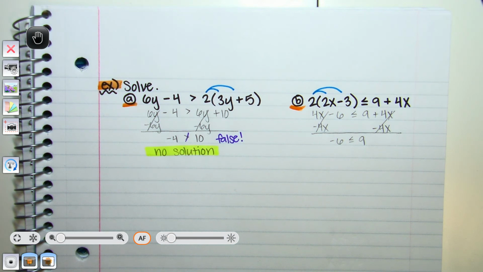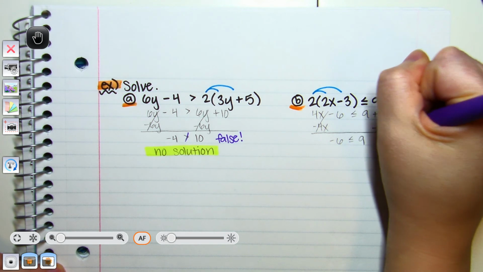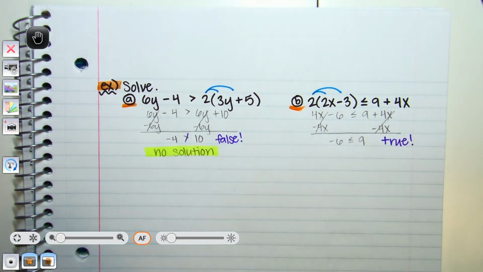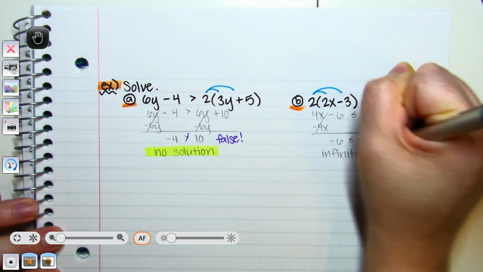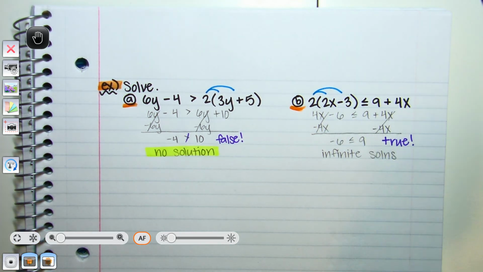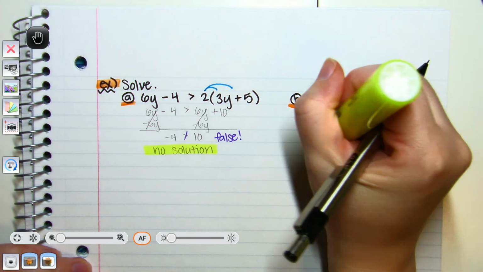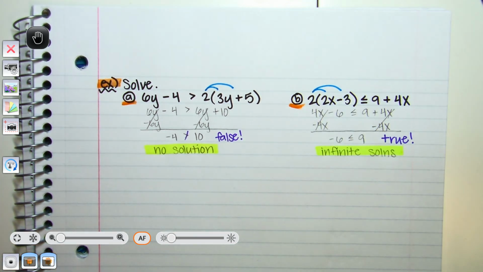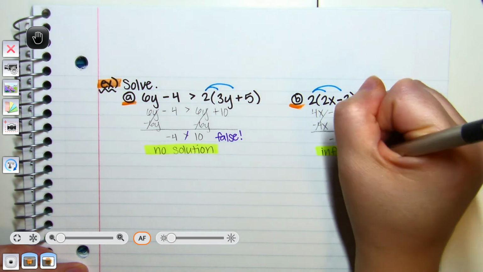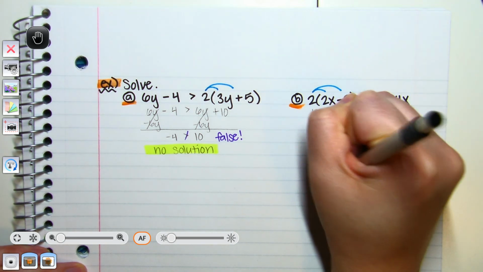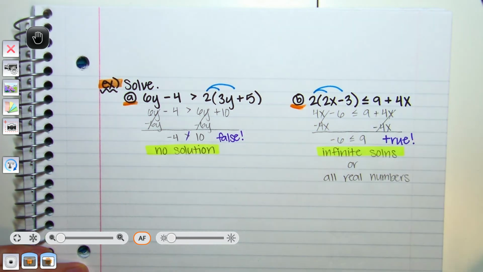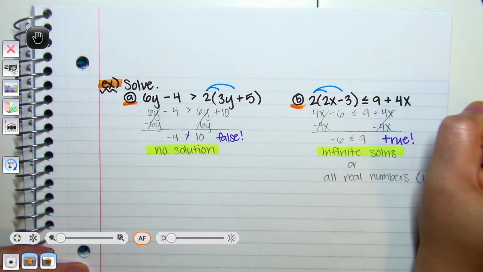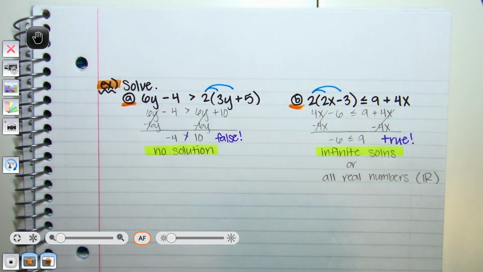Is that true or false? Good, this is a true statement, which means my answer is infinite solutions. Remember, I abbreviate solutions as SOLNS. Infinite solutions. Another way you might see this written is all real numbers. Or in other words, this symbol where it's a capital R with double lines.